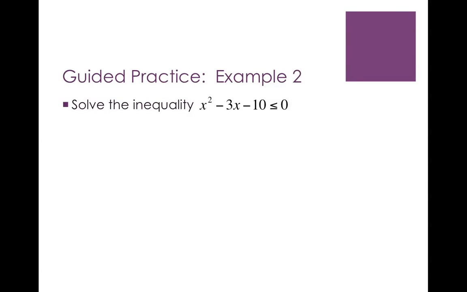Alright, so based on what you saw from that example, why don't you give one a try? We've got the inequality x squared minus 3x minus 10 is less than or equal to 0. Try to use the algebraic method that Salman Khan showed you to come up with the x's that would be solutions to this inequality. When you think you've got it, come back and check your answer.